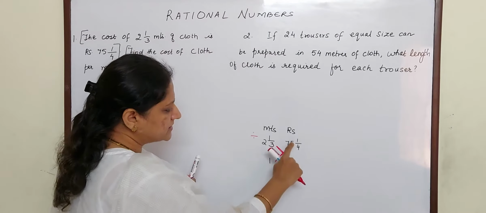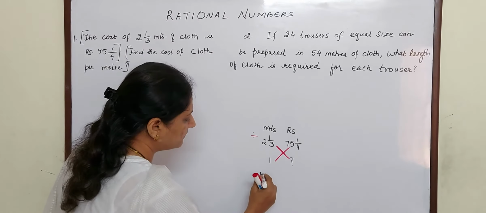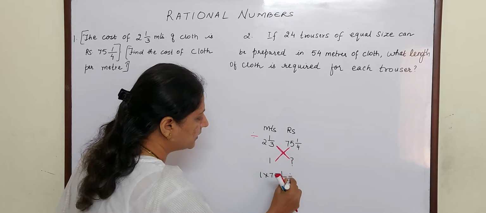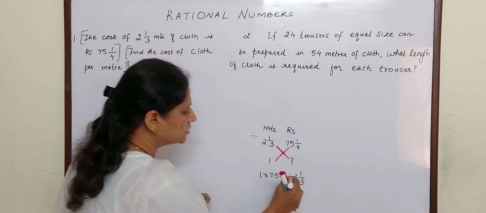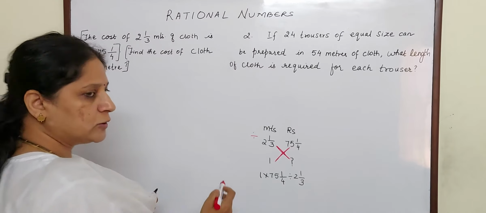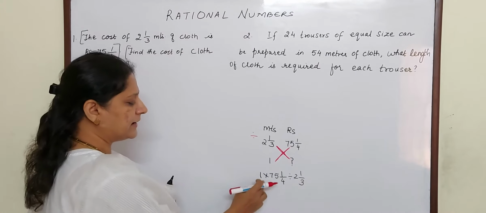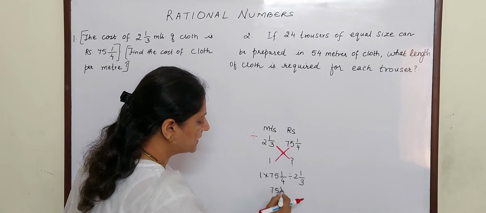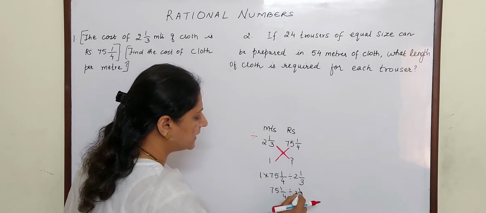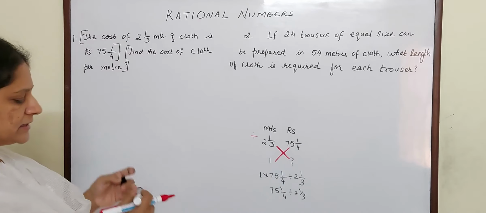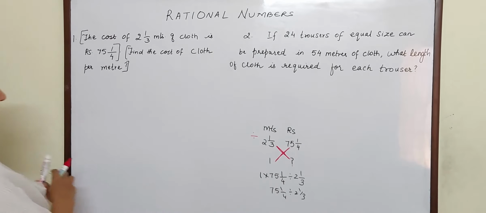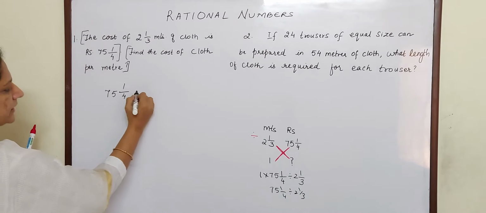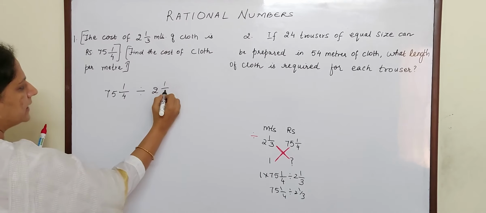So this is called cross multiplication method, which will help you to do any word problem regarding multiplication and division. So now this diagonal is 1 into 75 1/4 divided by 2 1/3. So you saw children, now you know that this has to be multiplied, and any number multiplied by 1 is the number itself. So you will be doing 75 1/4 divided by 2 1/3. So let us come here and do that. 75 1/4 divided by 2 1/3.